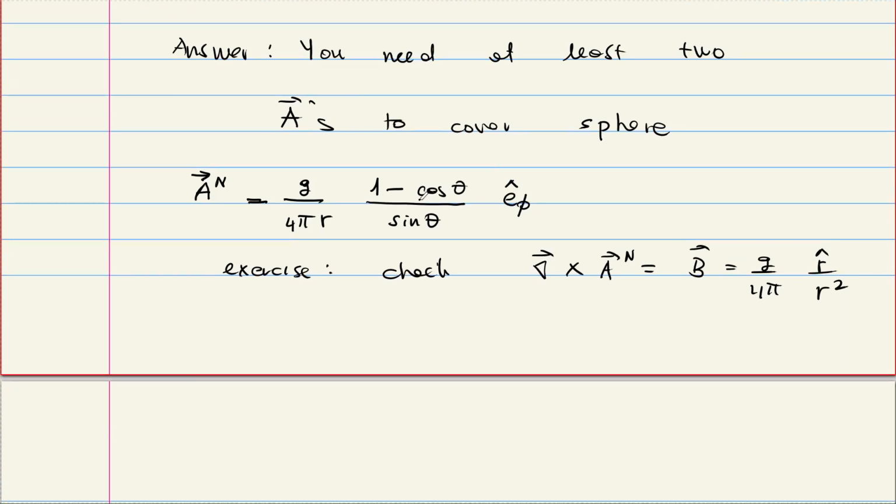But you can see, right, in the north pole, that's well defined. Why? Because sine goes to 0, but 1 minus cosine also goes to 0, and this entire function is regular in the north pole. That's why I call it A north. Whereas if I put theta goes to pi, now the numerator is non-zero, but the denominator is 0, and I have undefined. So as theta goes to pi, A north is singular.